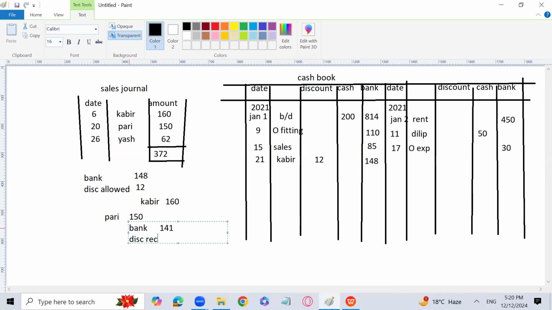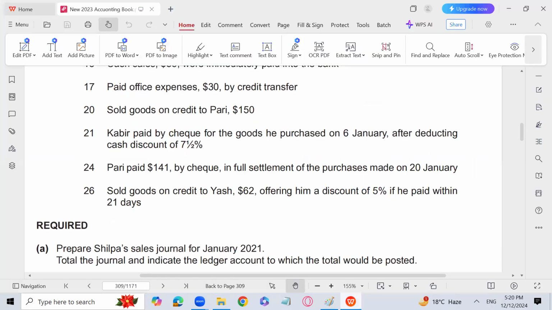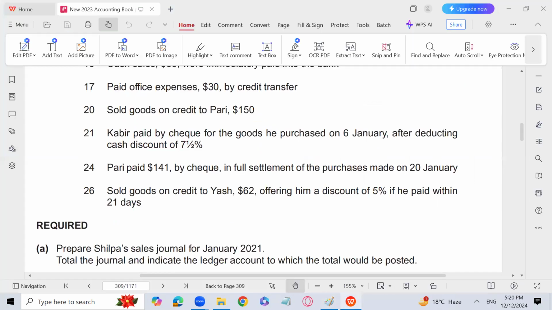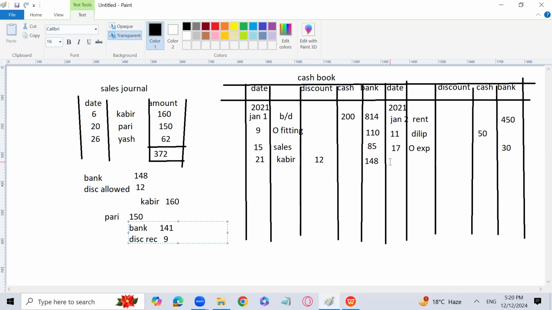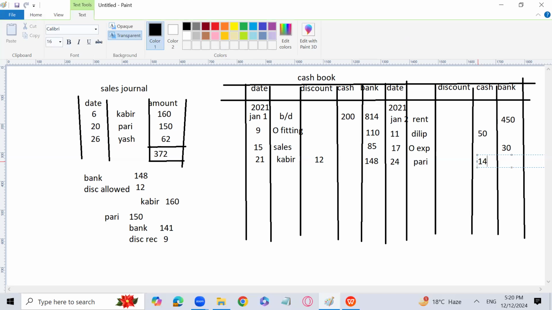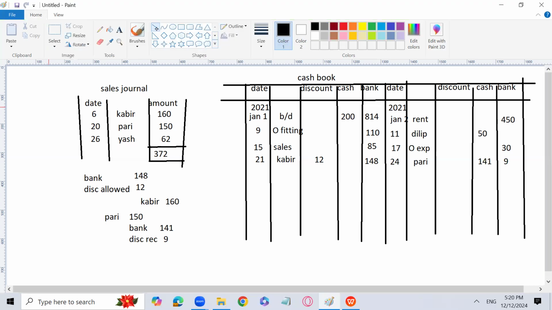And the remaining amount is basically discount received, which is 9. So Pari debit, decrease in trade payable, debit, right? And bank is going to be credit, decrease in asset, credit. Discount received is an income, it is also credit. That is on 24th. Name will come of Pari, and bank will be credited by 141, and then 9 we are going to have the discount received.